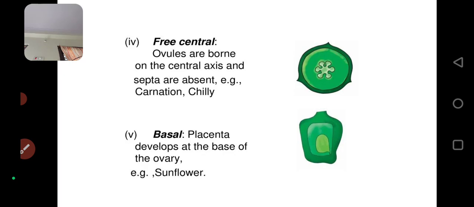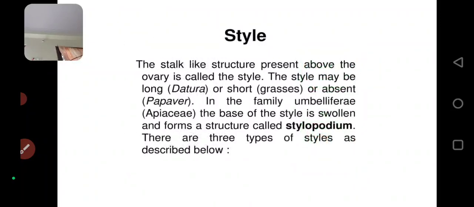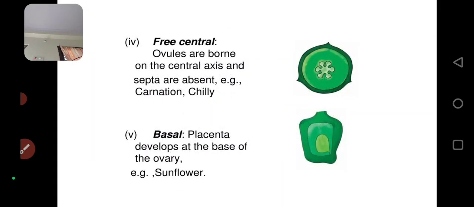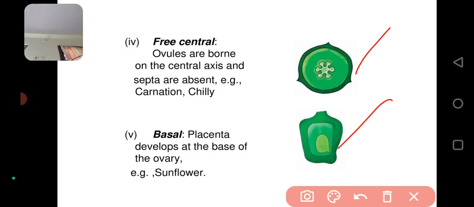In free central placentation, ovules are borne on the central axis and septa are absent. Examples are carnation and chili. The next one is basal placentation. The placenta developed at the base of the ovary is called basal placentation. An example is sunflower. Observe the free central placentation, the basal placentation, and the other diagrams.